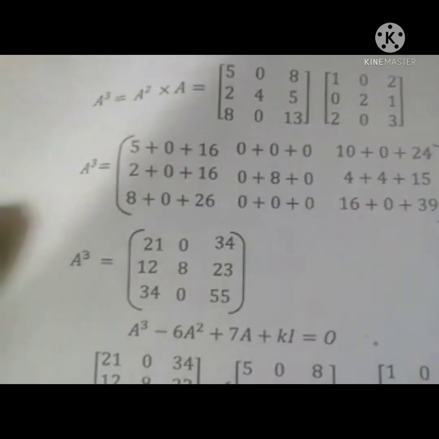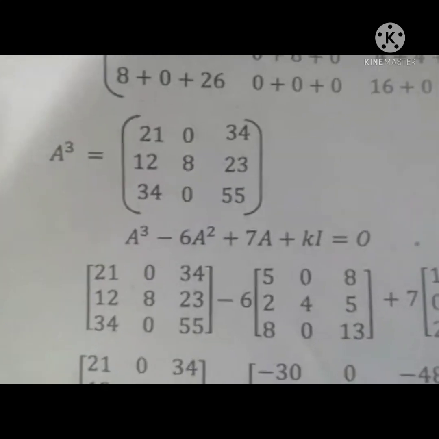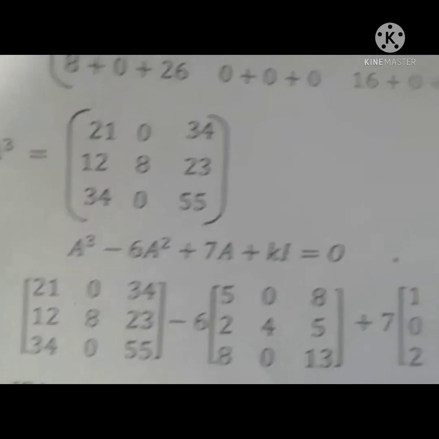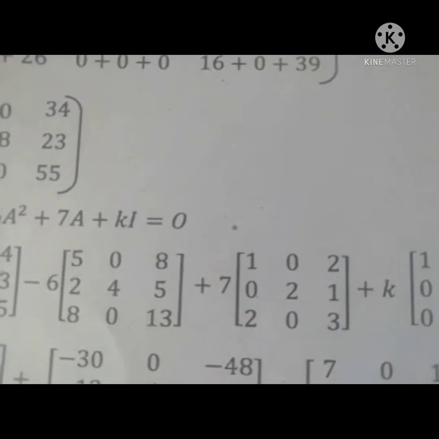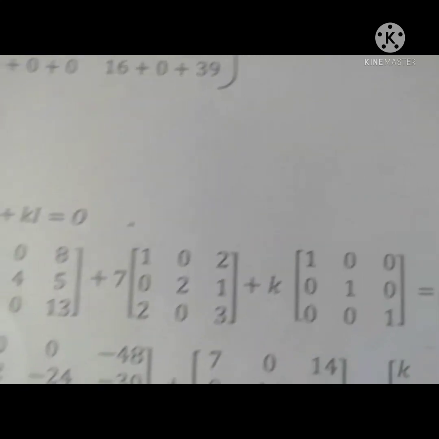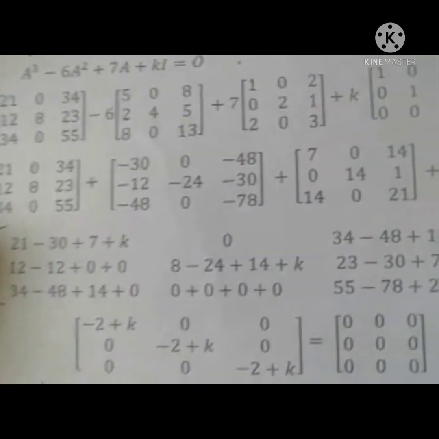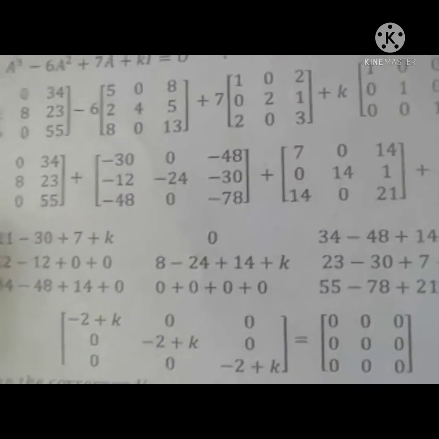Okay. Finally, we get the answer A cube. This is the A cube answer. Next, we can substitute: A cube minus 6A square. The A square value is also known very well. The 7A value is given. KI you can write like this. If we add everything, we will get this form. After simplification, finally we get this form. 0 means you can put the 0 matrix, 0 0 0. If we equate the corresponding values, K is equal to 2.